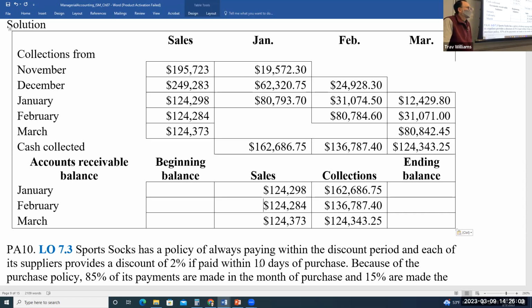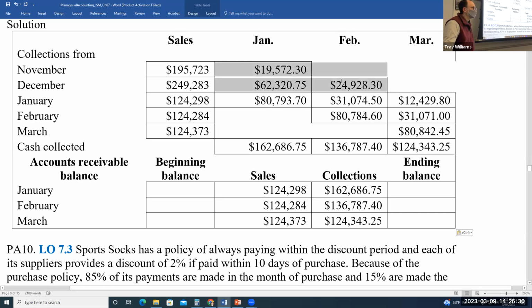So anybody solve that riddle yet? What is our beginning accounts receivable? Maybe. How'd you get that? So, meaning you added these three? Okay, I think you got that right.